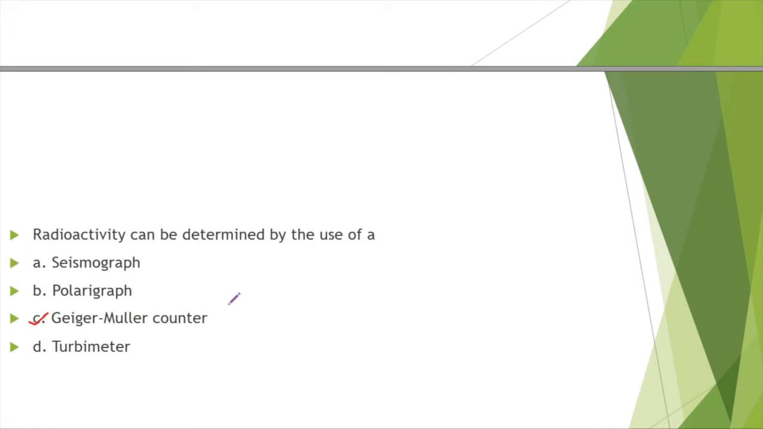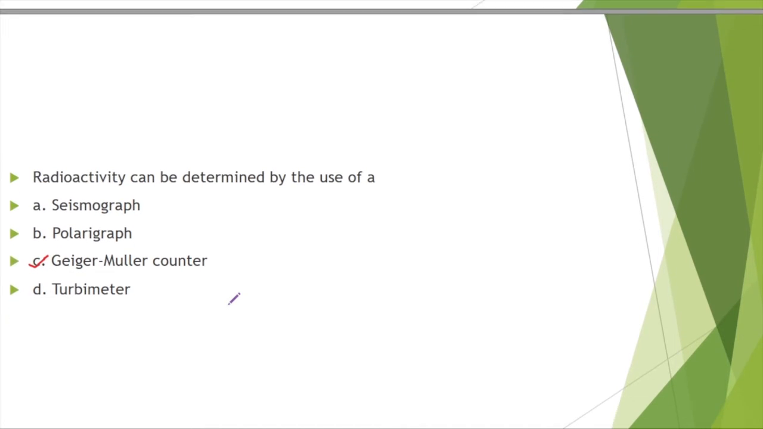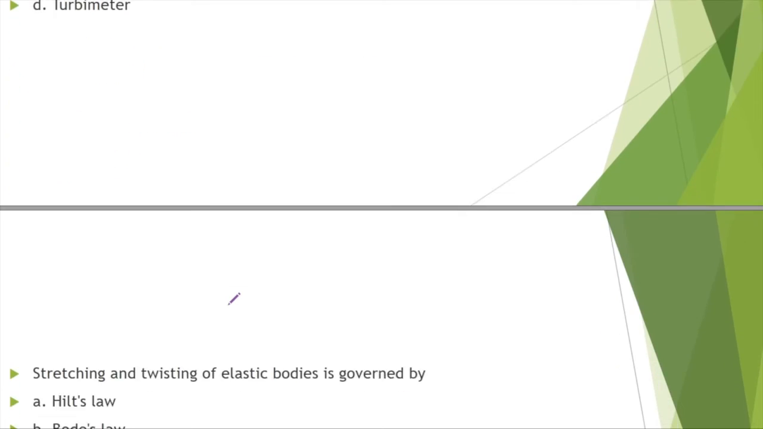It is also used to determine the ratio of daughter to the parent element. Now the other options: the seismograph is used to measure earthquake waves or seismic waves, like P wave, S wave, body waves. Turbidimeter is used to measure the turbidity of a water column. Similarly, polarograph is used for polarized light. So the right answer is Geiger-Muller counter.